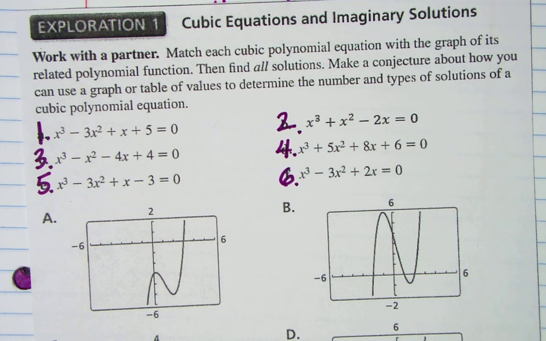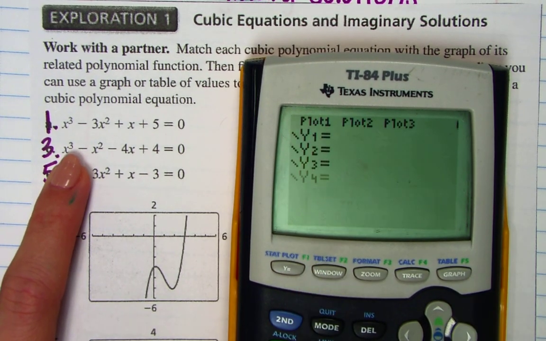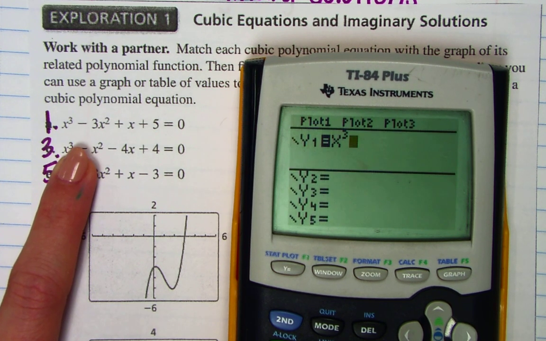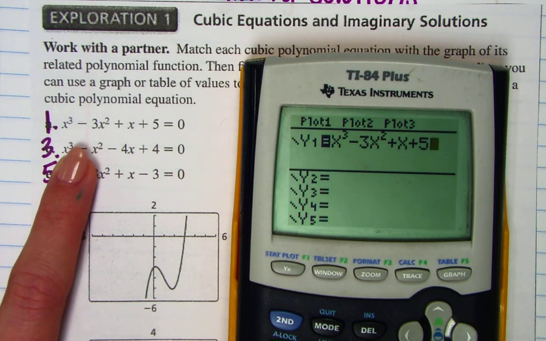Let's everybody clear your RAM. Okay, I would do that every time I sat down in this classroom, because I don't know what people are doing. People mess up the zoom on the graph, and I'll see people trying to see something, and it's a weird zoom, and I know maybe you didn't even do that, so just clear your RAM, okay? So we're going to try the first one. Go to y equals x cubed minus 3x squared plus x plus 5.